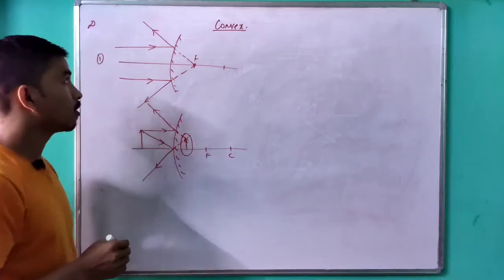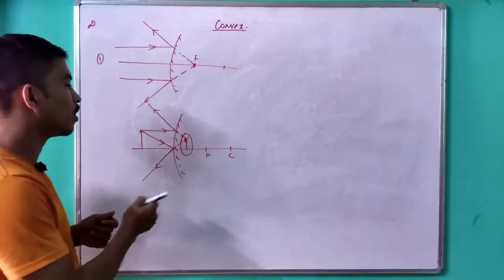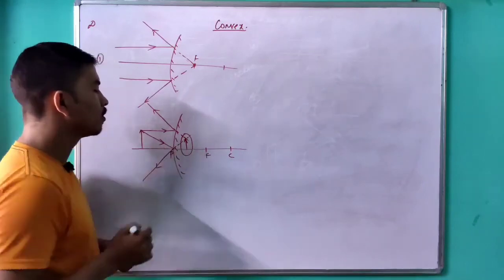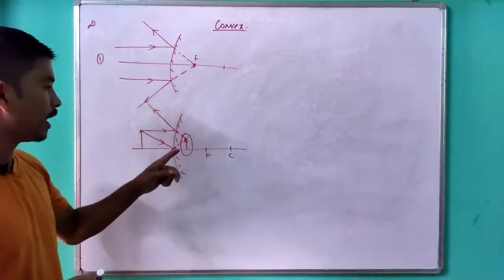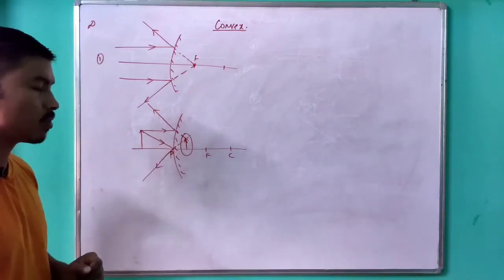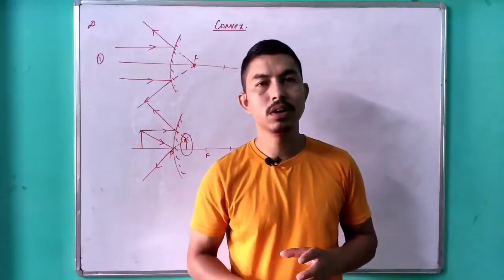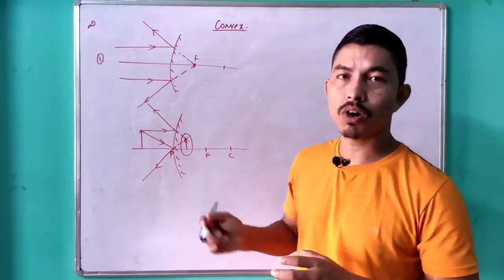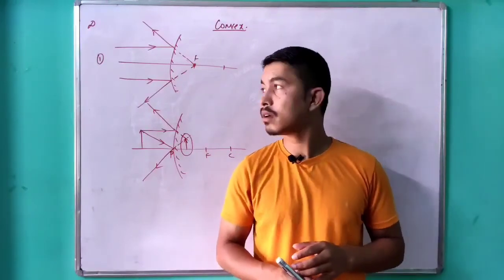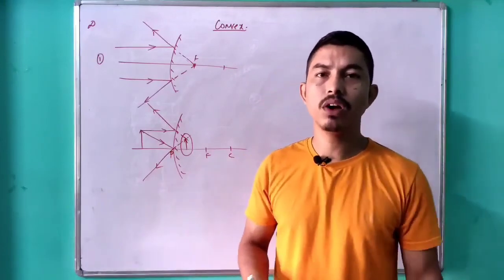So for a convex mirror, whatever may be the position of the object, the image will always be formed between the pole and the focus, and the image will always be smaller than the size of the object, erect as well as virtual. So it is very important for you to remember all the ray diagrams, or the rules to draw the ray diagrams, to obtain the image formed by a convex and a concave mirror for different positions of the object.